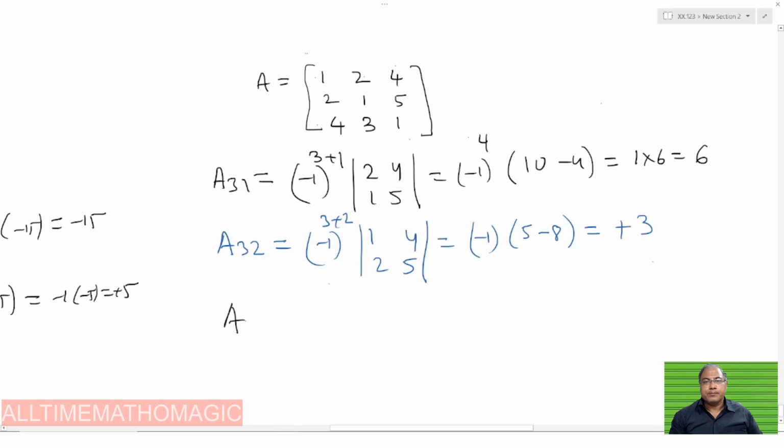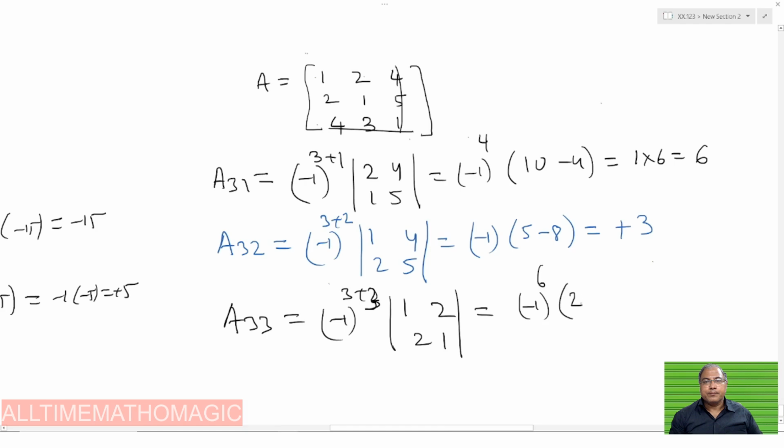Now the last one, A33, that is minus 1 raised to 3 plus 3, determinant. Now the third row and third column are deleted. What is left? 1, 2, 2, 1. That is equal to minus 1 raised to 6, here is 1 minus 4, which is equal to minus 3.